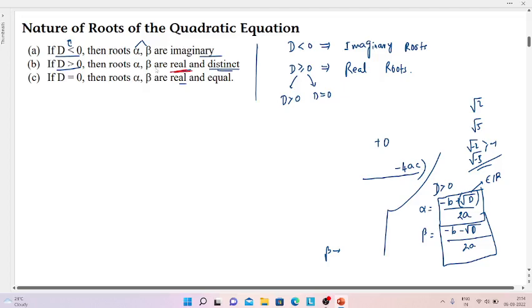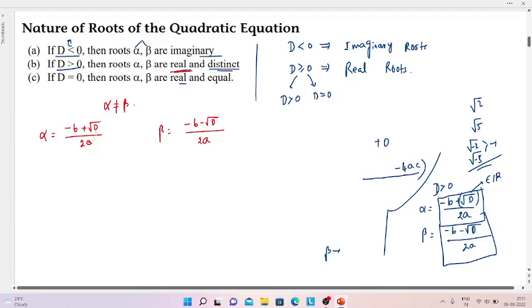So can you tell me why, for D greater than 0, alpha and beta are real and distinct? Distinct means they are totally different, they are not equal, right? We can write alpha not equal to beta. Can you tell me why? I'm just writing alpha here again to give you the understanding about why this is happening. So alpha is (minus b plus root D) by 2a, and beta will be (minus b minus root D) by 2a, right? So for D greater than 0 this part will be real, and this part will be real, so the roots are real.